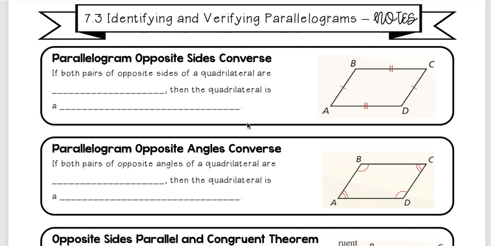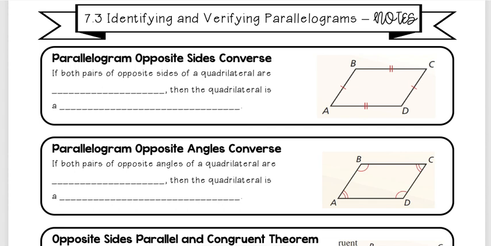Today we're going to be looking over 7.3, Identifying and Verifying Parallelograms, and this will be the last set of notes before our summative, which is going to be next week. So this is the last new thing that we're going to be learning before that summative. For this first video, we're just going to go over some theorems. We have 4 different ones here that can help prove that a quadrilateral is a parallelogram.